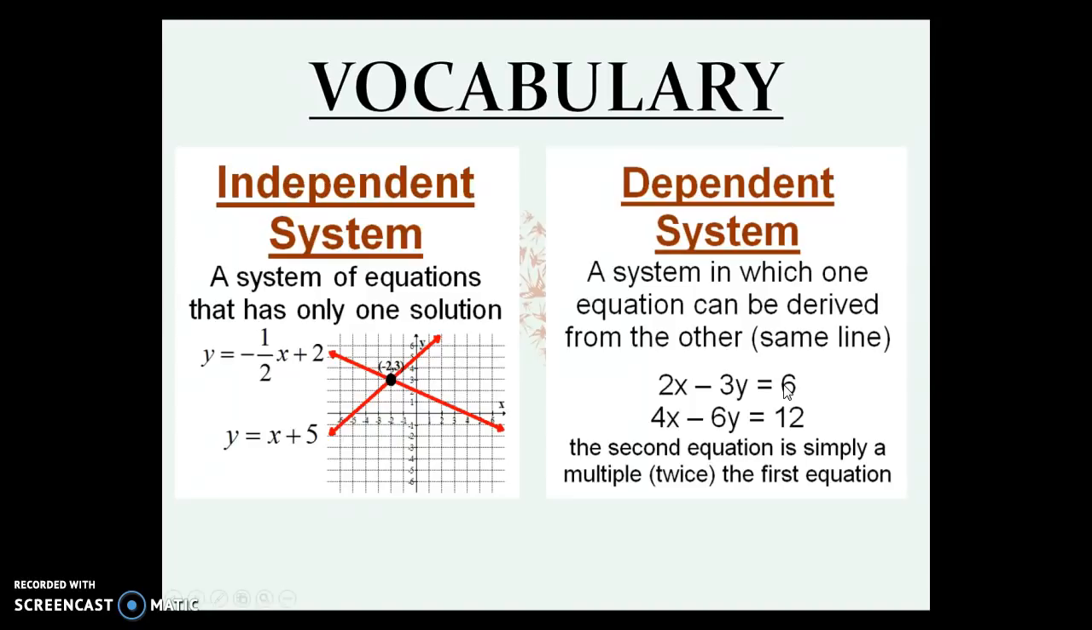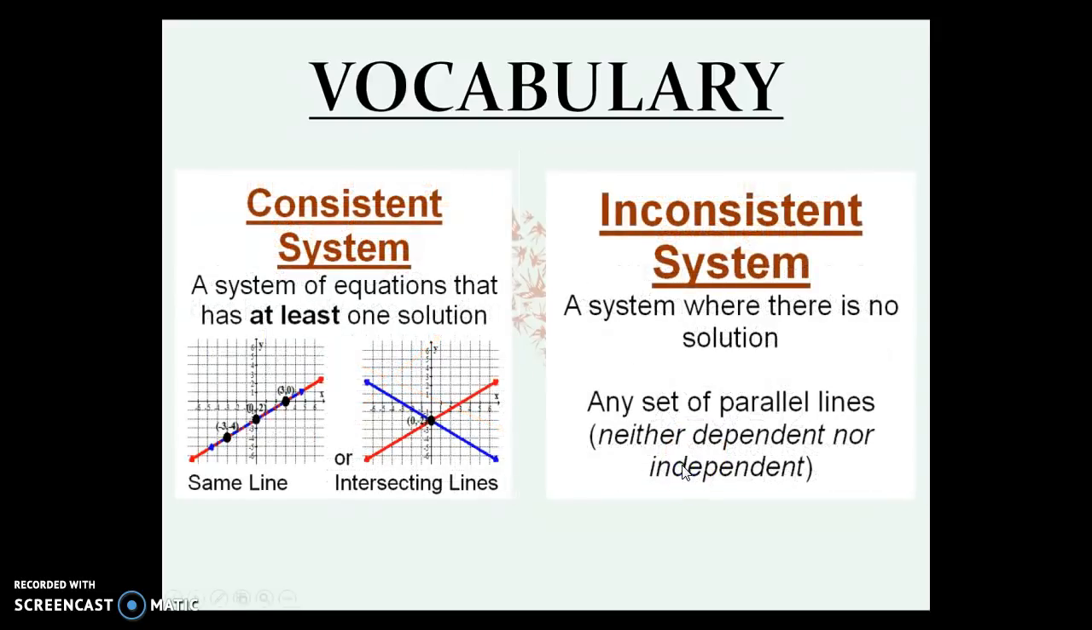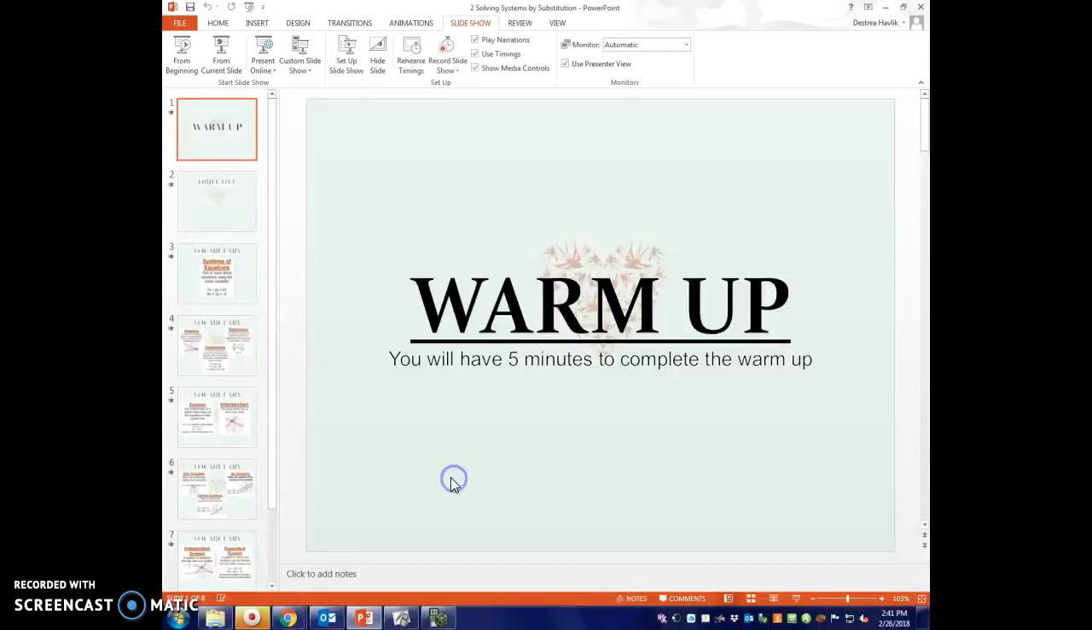Independent system, a system of equations that has only one solution. Dependent can have more than one. Consistent is if it ever crosses at all. Inconsistent is if it never ever crosses.